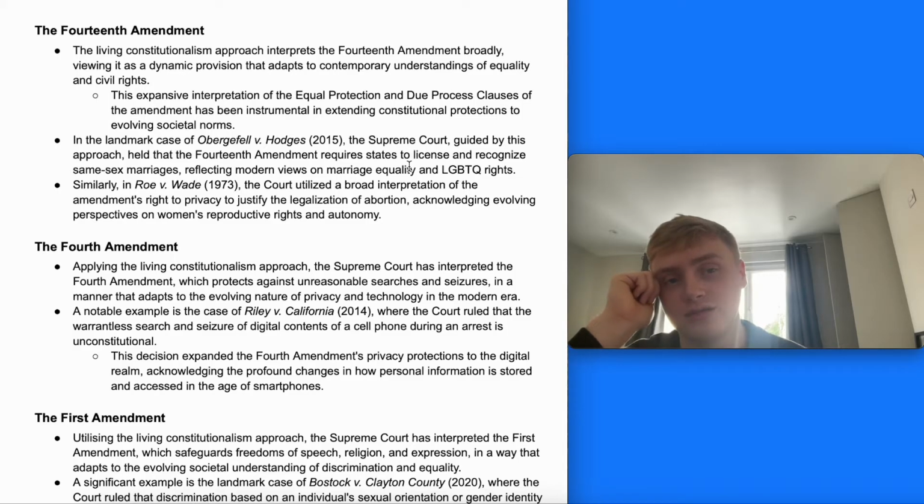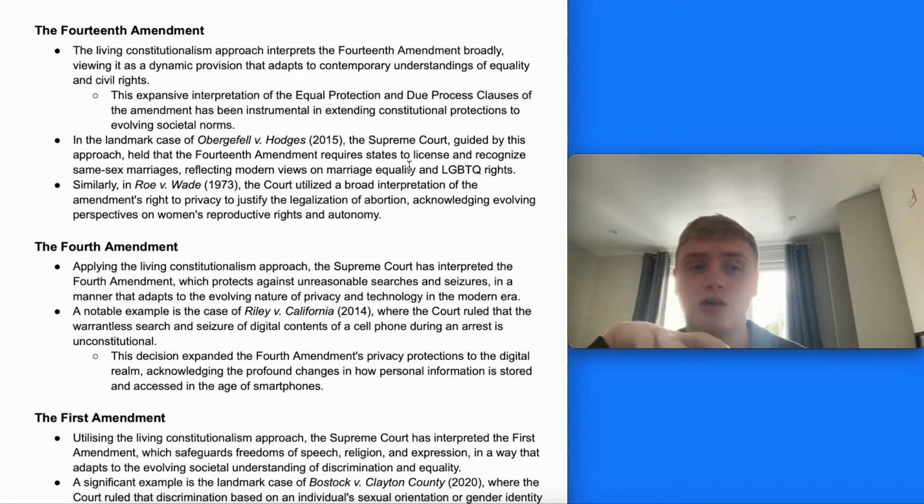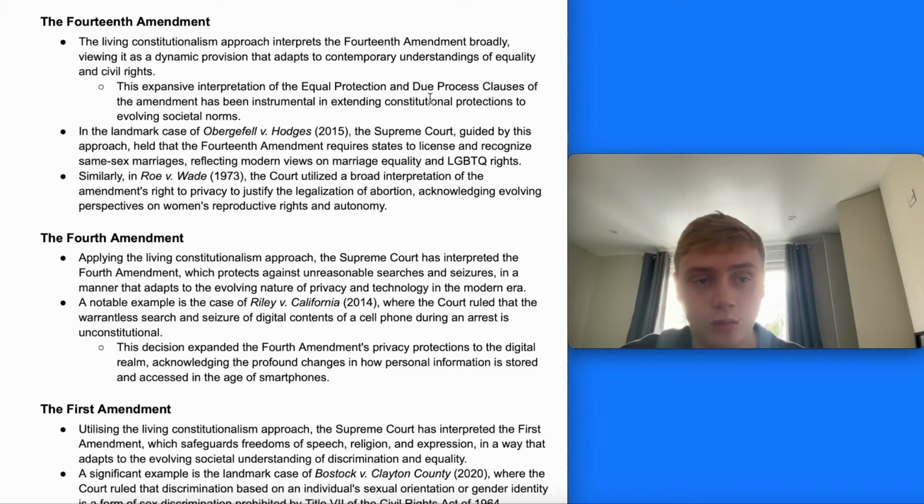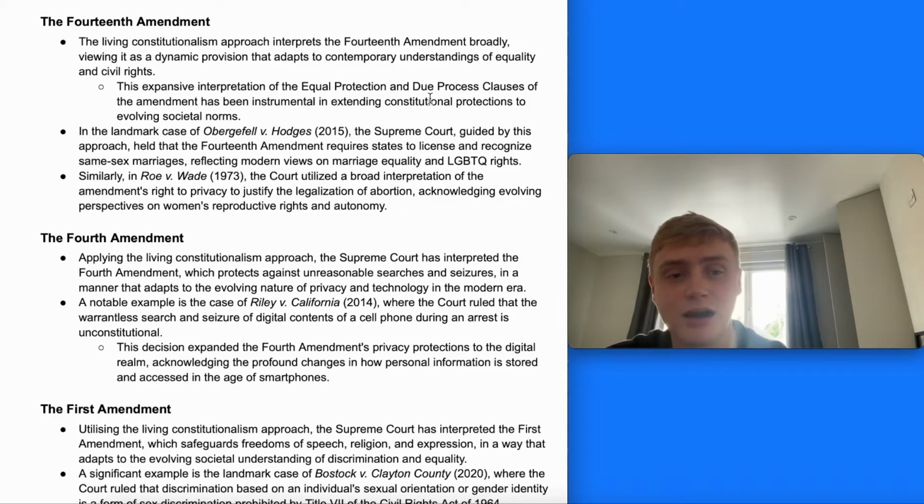So the living constitutionalism approach interprets the 14th Amendment broadly, viewing it as a dynamic provision that adapts to contemporary understandings of equality and civil rights. So this expansive interpretation of the equal protection and due process clauses of the amendment has been instrumental in extending constitutional protections to evolving societal norms. So in the landmark case of Obergefell v. Hodges, the Supreme Court, guided by this approach, held that the 14th Amendment requires states to license and recognise same-sex marriages, reflecting modern views on marriage equality and civil rights and LGBTQ rights.